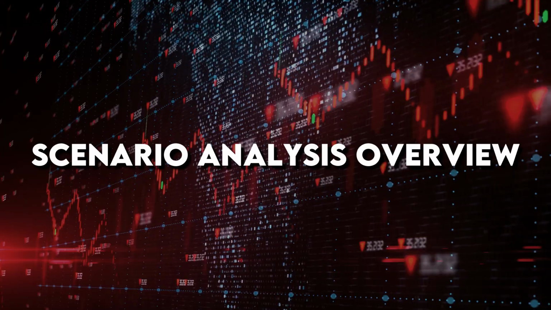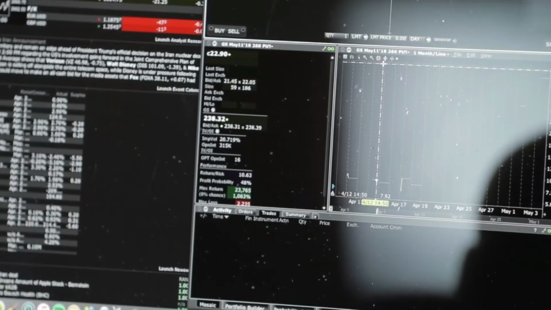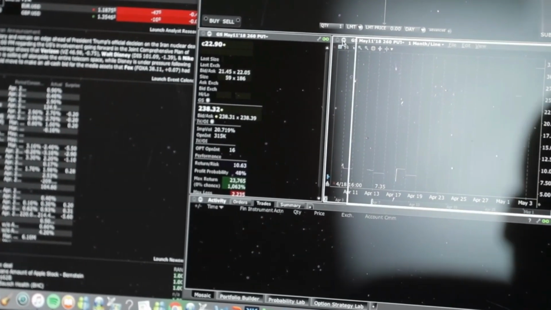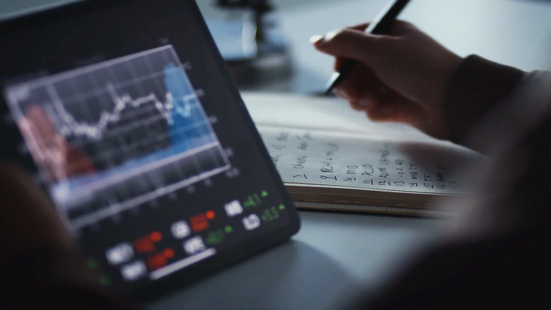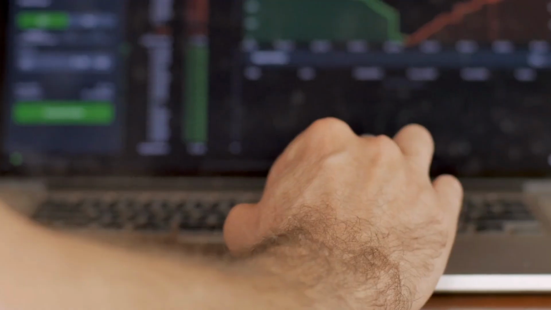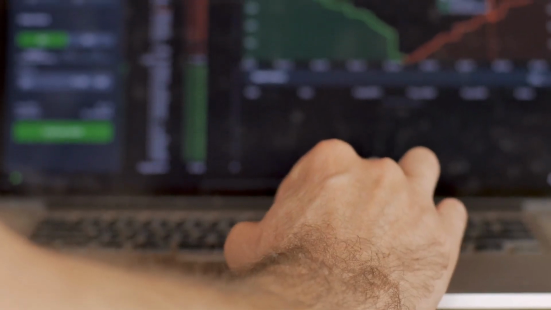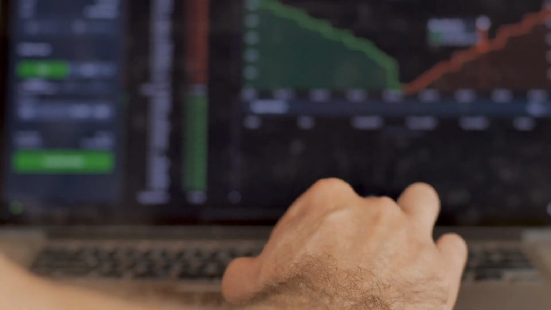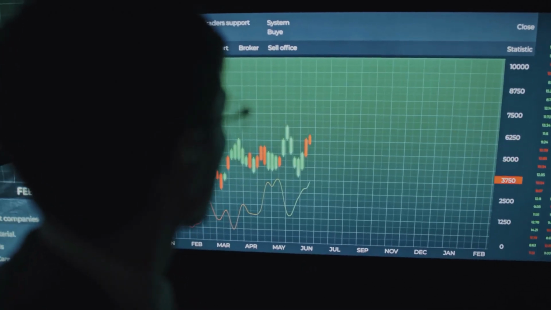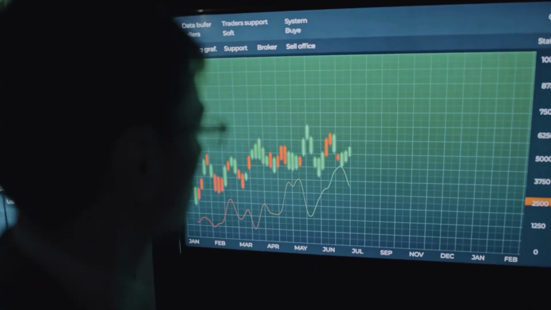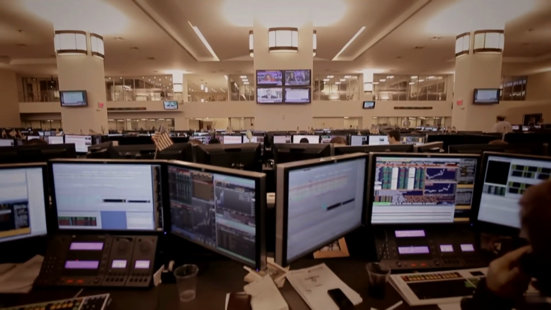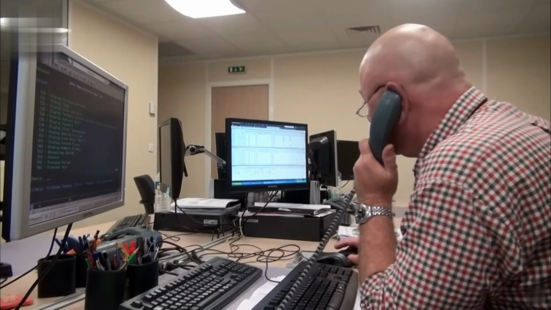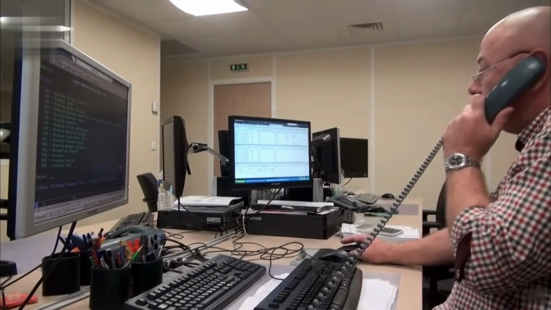Scenario analysis overview. Scenario analysis is a technique used to assess the effects of different hypothetical scenarios on financial performance. Unlike stress testing, which primarily focuses on severe market conditions, it evaluates a wide range of potential outcomes, both positive and negative, to better understand a portfolio's or institution's resilience and potential for growth.